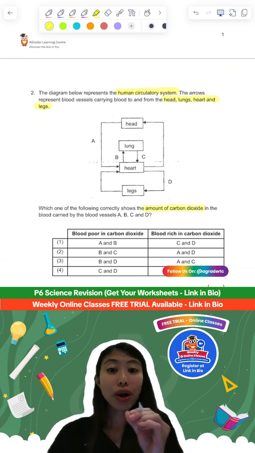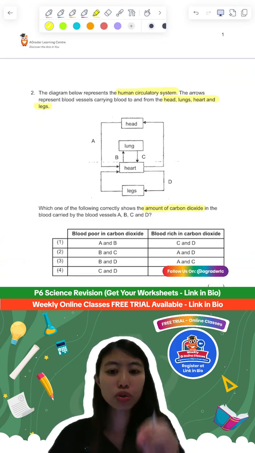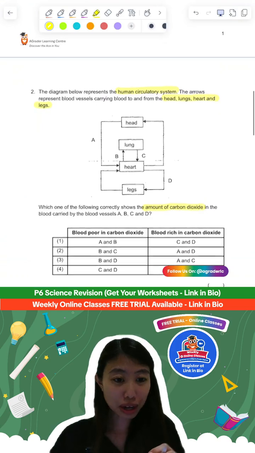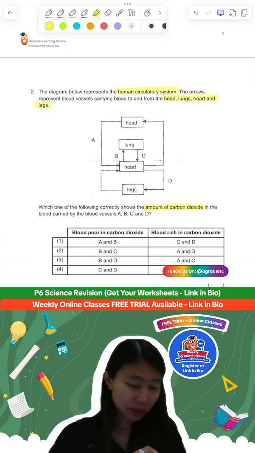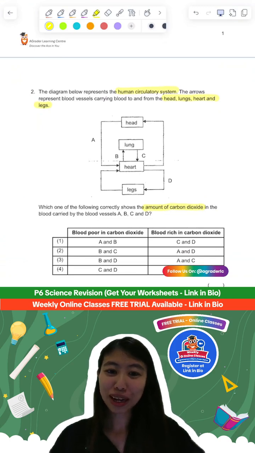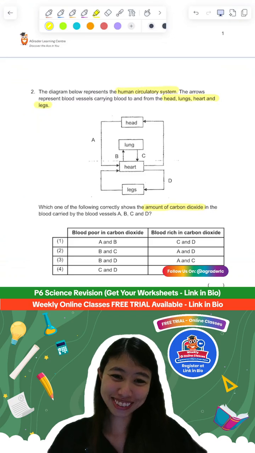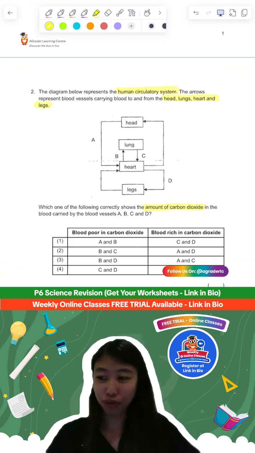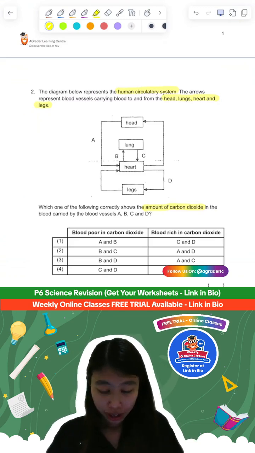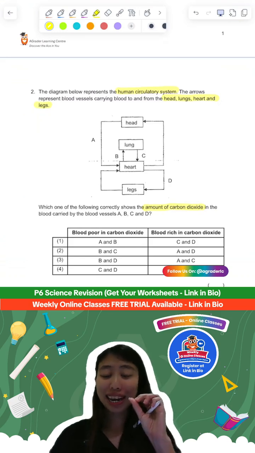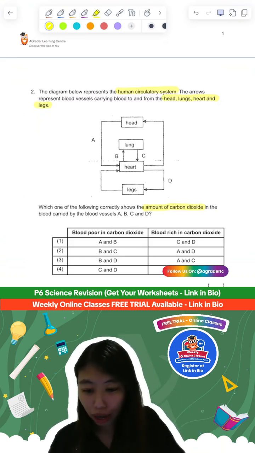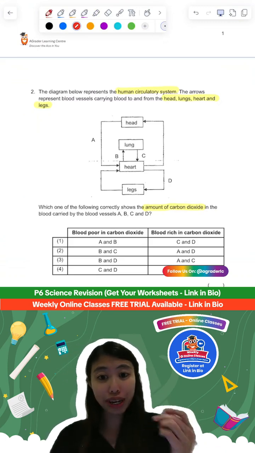When it comes to this type of question, a lot of students make careless mistakes. Some of you say four, some of you say one. The correct answer is four. Let me tell you why. Always make it a good habit to label your vessels, to prevent careless mistakes.